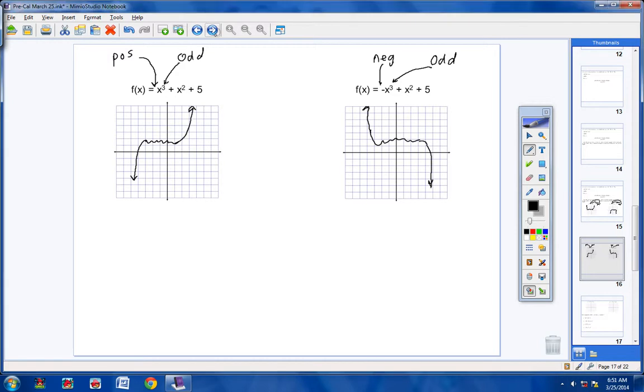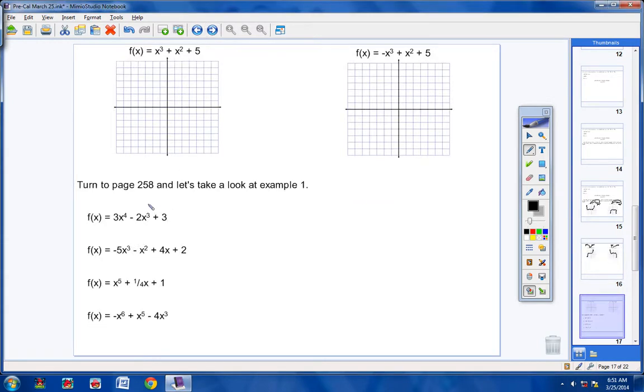Now I'd like you, if you would, guys, to turn to page 258, and let's take a look at example 1. Now you might want to pause the video while you go get your books. You're going to need them because you're going to look at 4 different graphs. I'm going to go ahead and keep teaching, so you might want to pause the video. Turn to page 258 and take a look at example 1. It says, using the leading term test, match each of the following functions with one of the graphs A through D which follow.